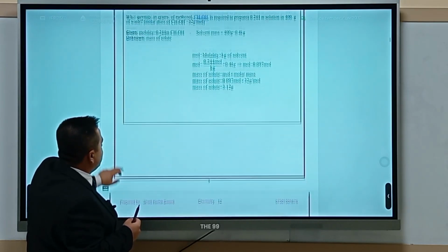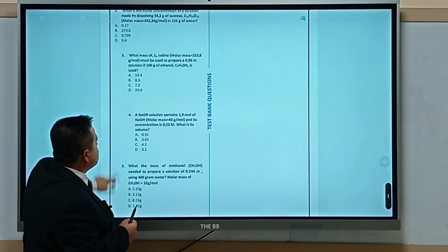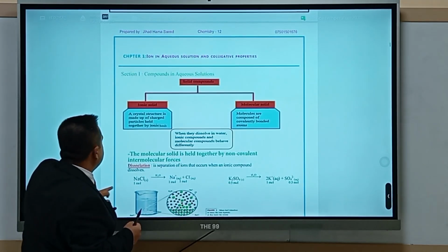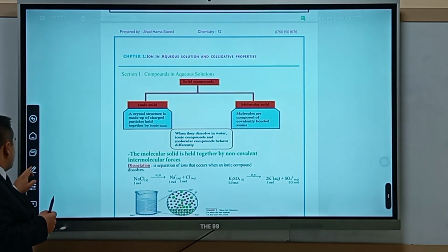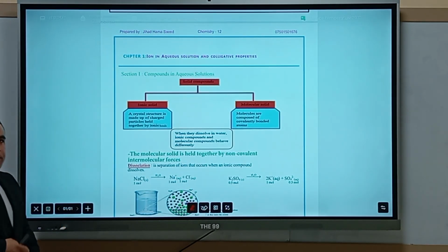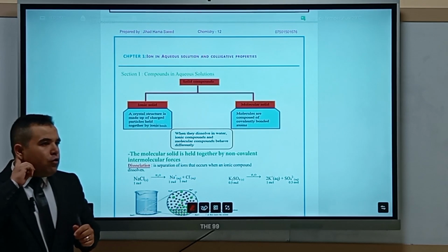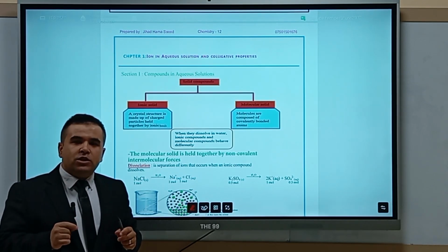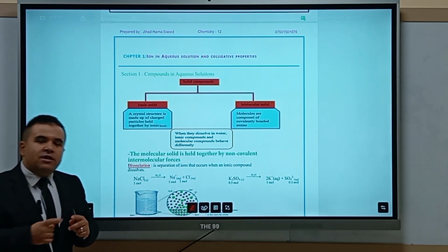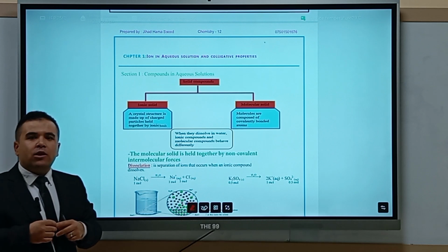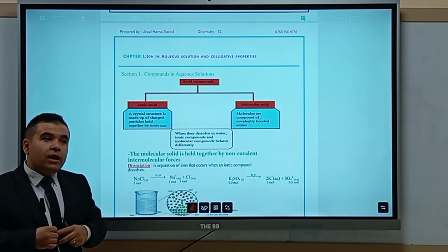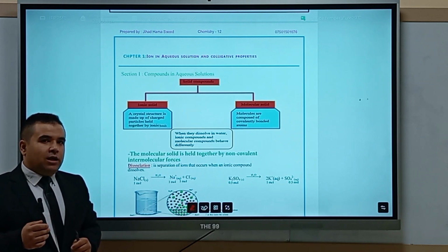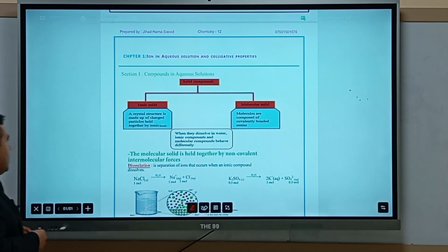We have more sample problems, guys, in the questions. This is just the introduction prior to chapter 1. Here we will be talking about chapter 1, and chapter 1 is all about two sections. Section 1 is about the ions in aqueous solution, and the second section is colligative properties.